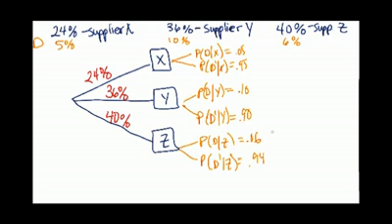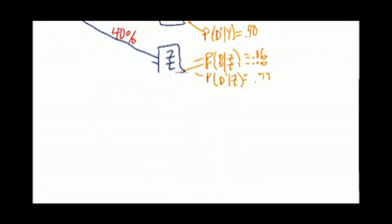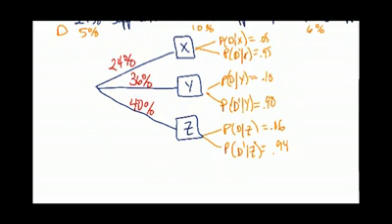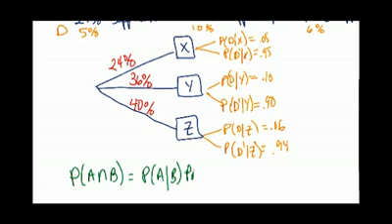Alright, so what we need to do is use the product rule for intersection probabilities. It says the probability of A intersection B is the conditional times the condition. And that would go for any of these intersections. So if I wanted this one defective, I would multiply these two probabilities, for instance.